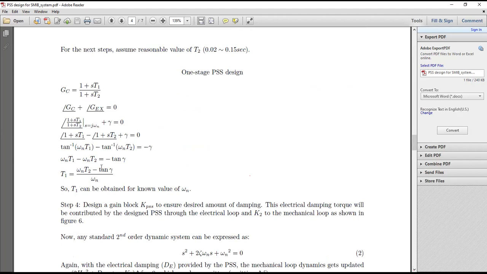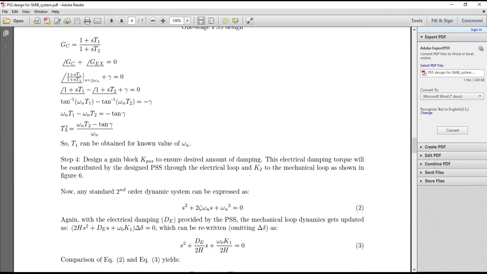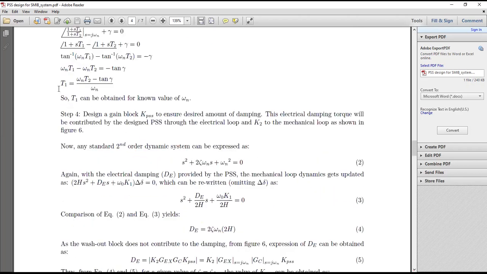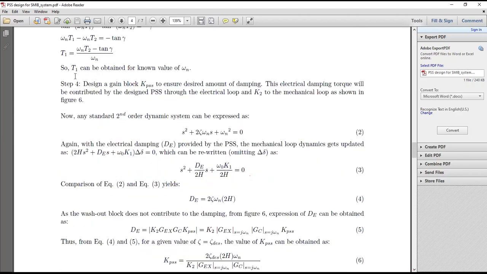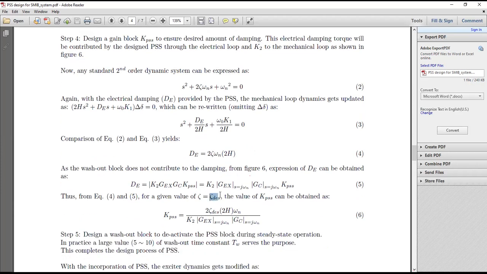So here, that is basically the continuation of step 3, where we actually come out with the value of T1. We assume some reasonable value of T2, and the rule of thumb is to take some value from 0.02 to 0.15 seconds. And then we come out with the value of T1, and with T1, T2 and also omega n known, we go for step number 4, where we look for some desired damping ratio, zeta desired.